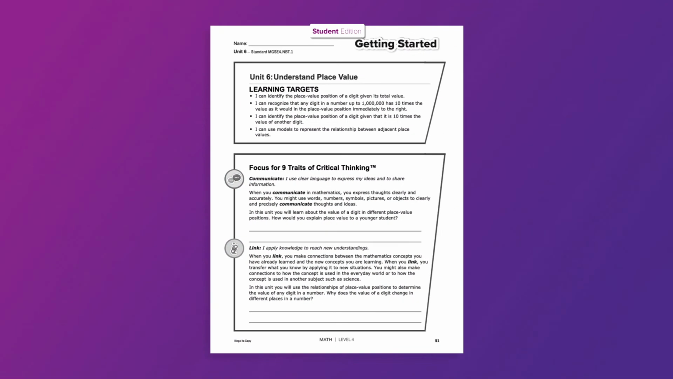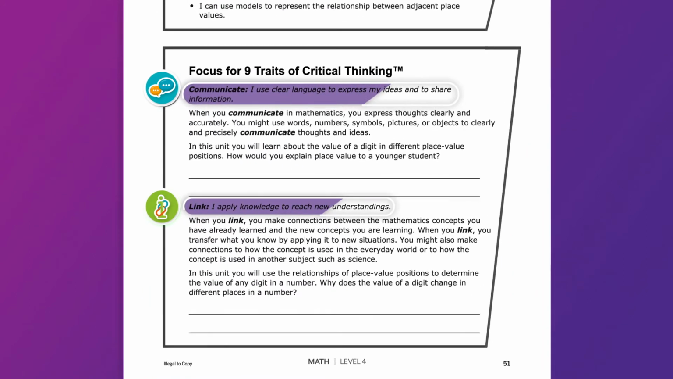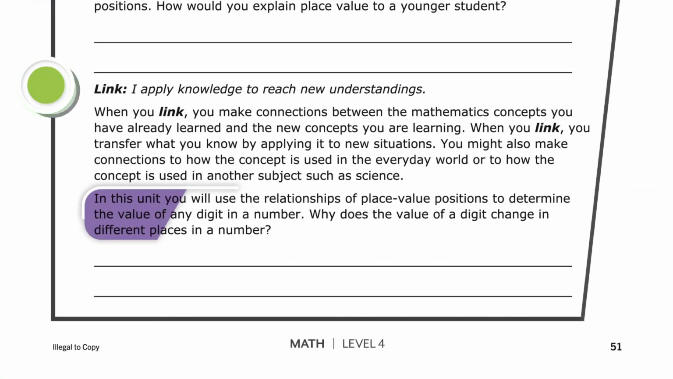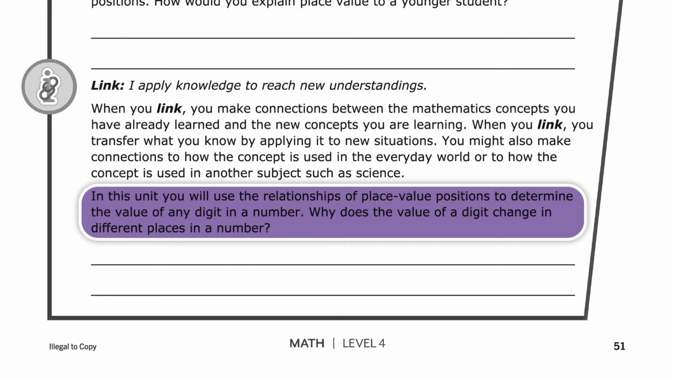For example, look at the Getting Started page in Level 4, Unit 6, ThinkUp Math in the Student Edition. In this section, students are provided with a description of the trait that is associated with an identifiable trait icon. And through a questioning prompt, students are challenged to access prior knowledge or real-life situations that correspond to the focus of the unit. One of the question prompts is as follows. Why does the value of a digit change in the different places in a number?